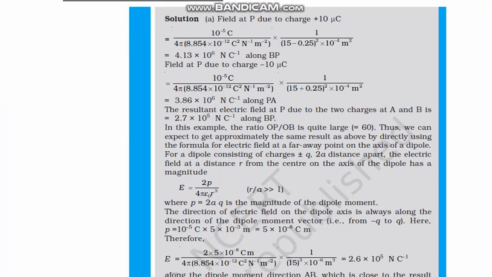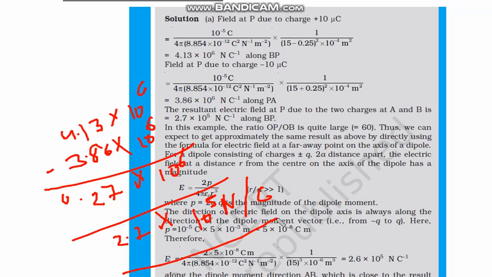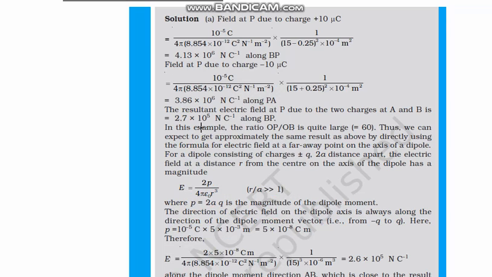So the total field is 4.13 into 10 to power 6 minus 3.86 into 10 to power 6. So 10 to power 6 is common, and when we calculate this it is 0.27. That means 2.7 into 10 to power 5 Newton per Coulomb. So this is the total field, which is given here.